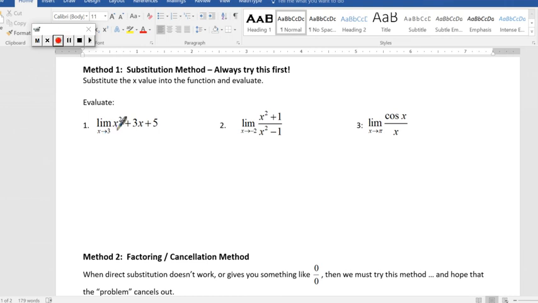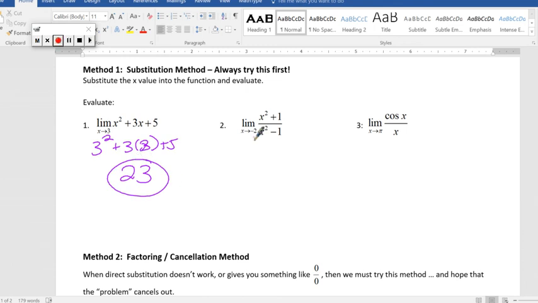Once you're able to substitute a value in, you can drop your limit notation. So we're going to be looking at 3 squared plus 3 times 3 plus 5, and when we evaluate that we get a grand total of 23.